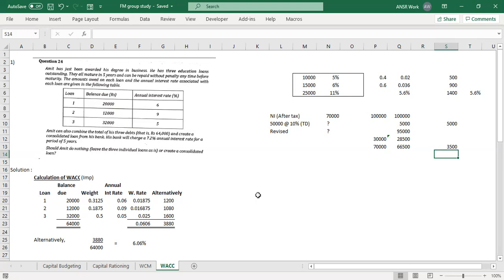Will that not get added to 70,000? Because that will be our total money in hand, right? No. Loan is not an income, right? No, it's not an income.